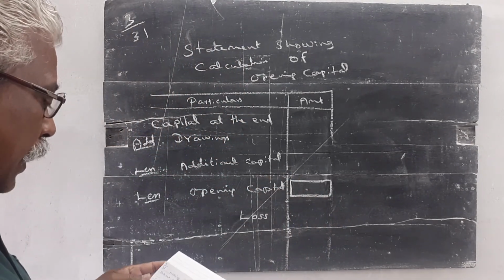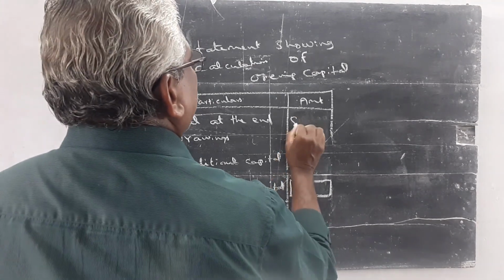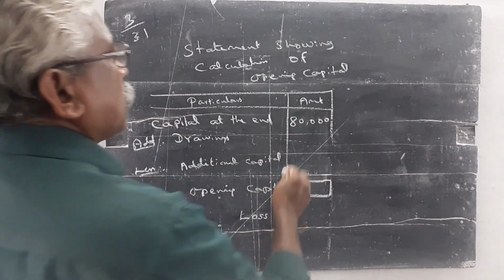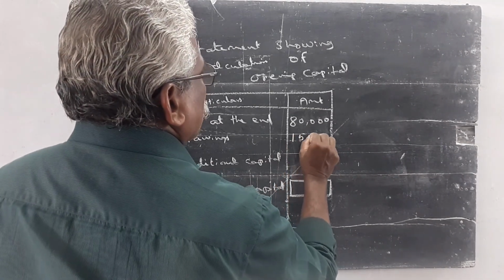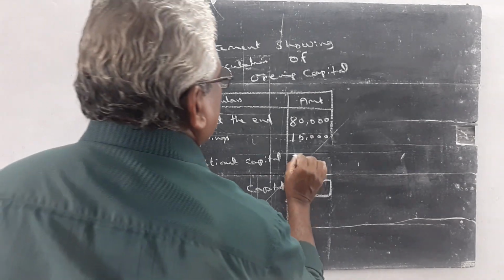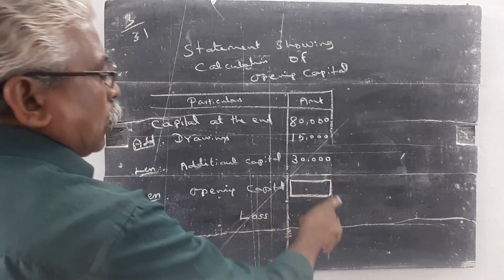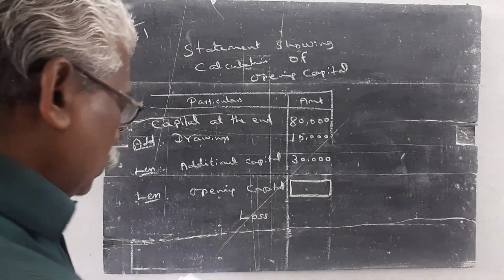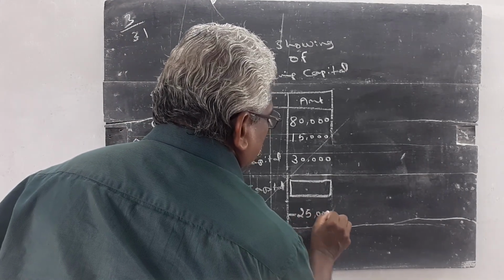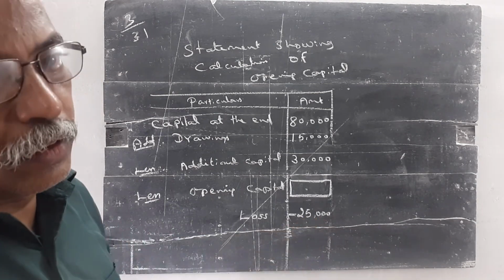Capital at the end is given in the question, 80,000. Add drawings. Drawing is also given in the question, 15,000. Additional capital is also given in the question, 30,000. Opening capital we have to calculate. In this question, the loss 25,000 is given. So, if the loss is given, we have to write minus.